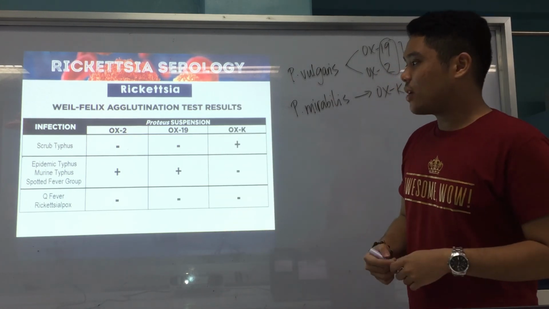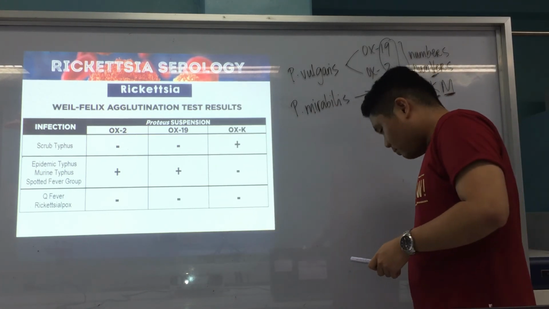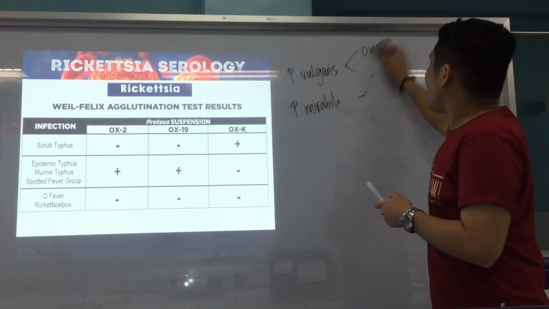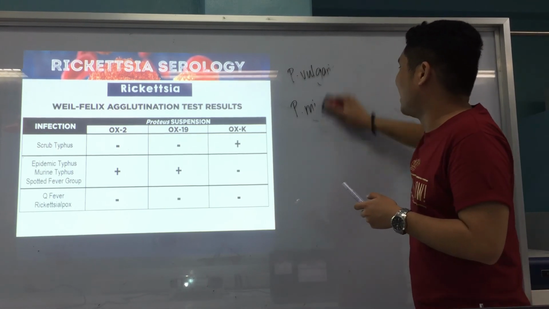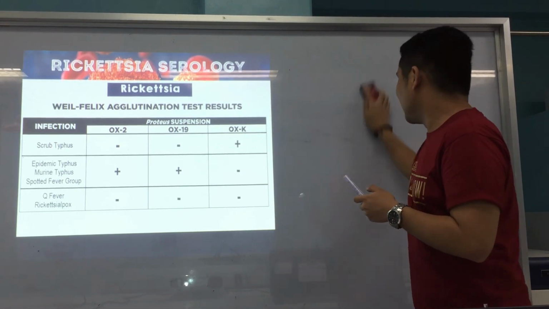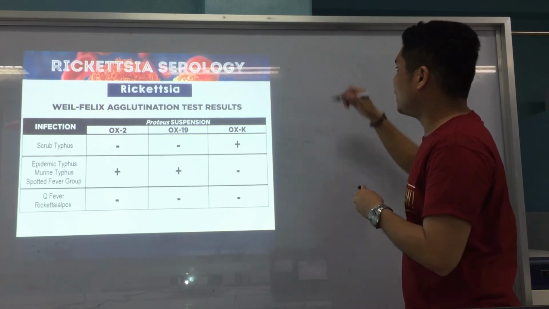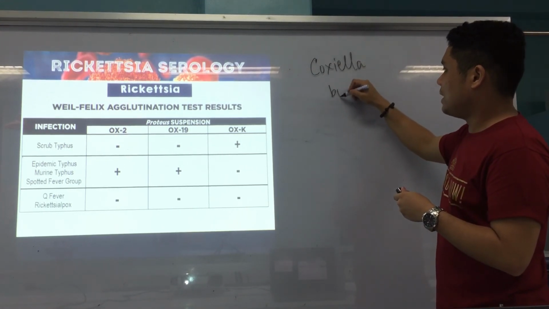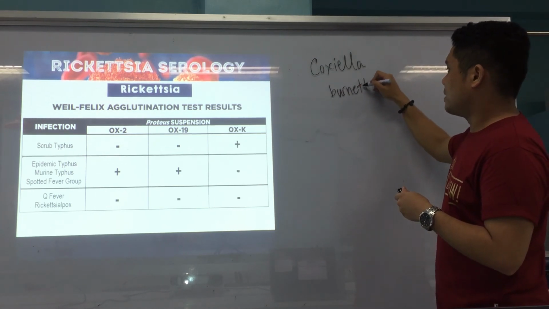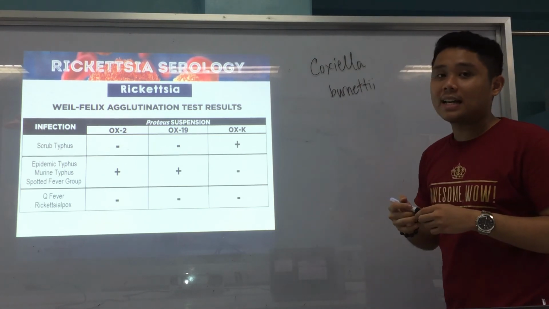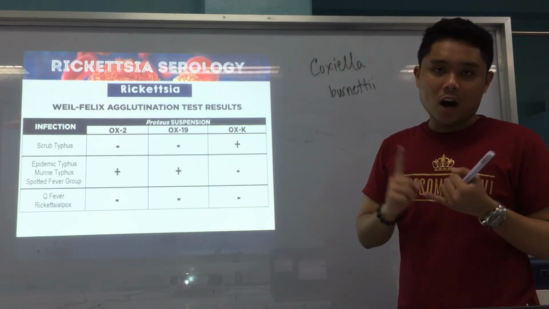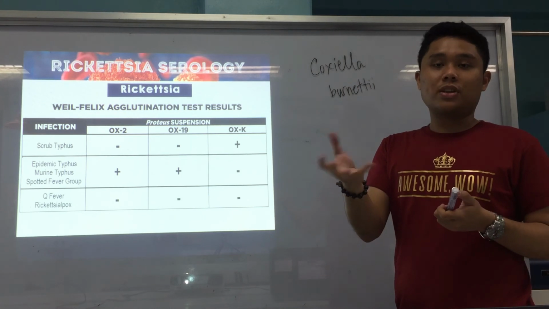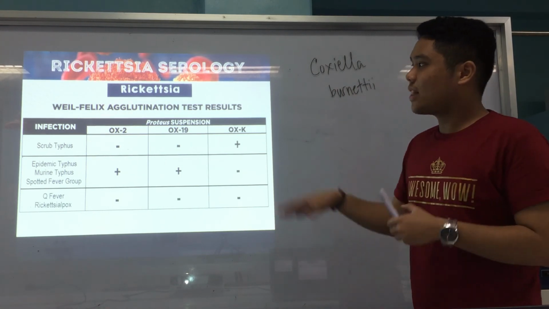Again, take note of Q fever. Q fever is caused by what agent? Coxiella burnetii. Q fever can be transmitted by an arthropod bite, a vector, or by infectious aerosols, inhalation. Okay, so that's for Rickettsia.